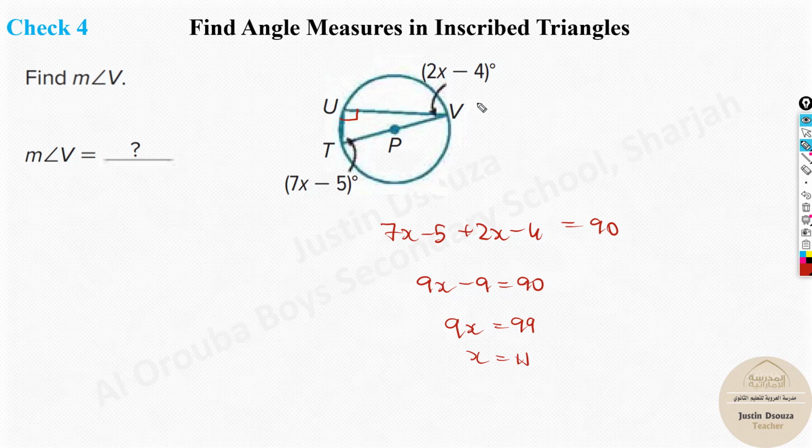We need to find the measure of angle V. So it's 2x minus 4. 2 times 11 minus 4 will be 22 minus 4. That is 18 degrees. So the answer over here for the measure of angle V is 18 degrees. This is how we solve it.